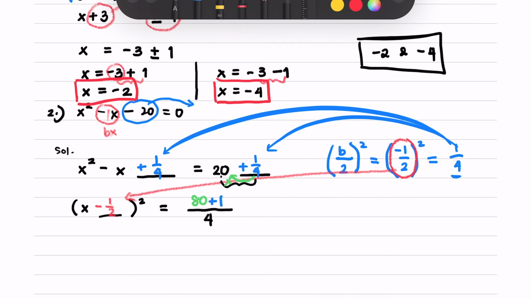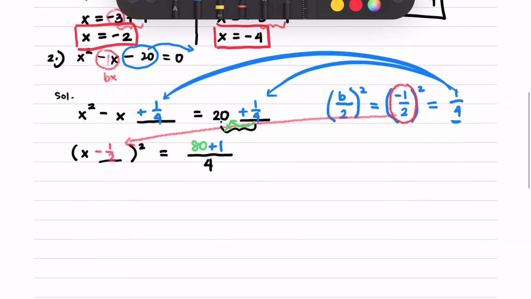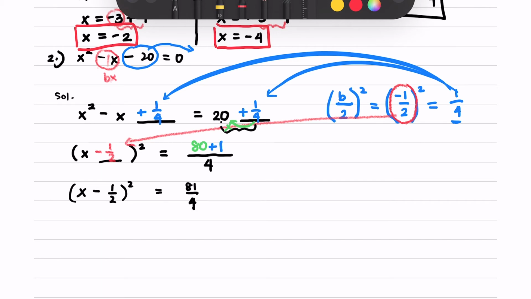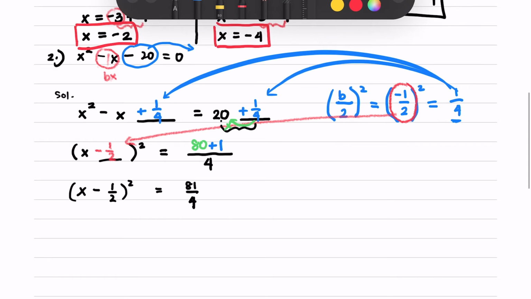Next is plus 1. Kasi nga, bakit plus 1? Dahil nga pares pa rin na 1/4 yan. 1/4. So, ganun lang siya. So, next is we have x minus 1/2 quantity squared. I-rewrite ko lang. 80 plus 1, that is 81 over 4. Ganun lang siya. Next is we're going to extract this equation. Extract natin siya by using the principle of square root.